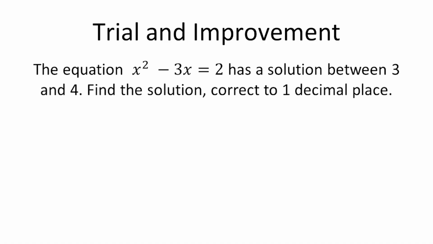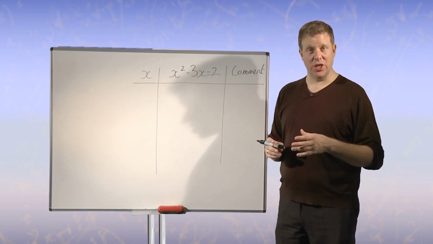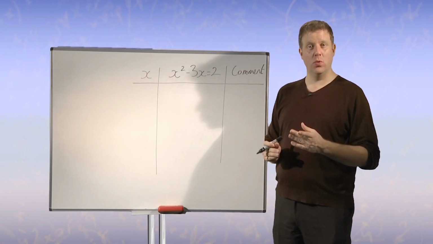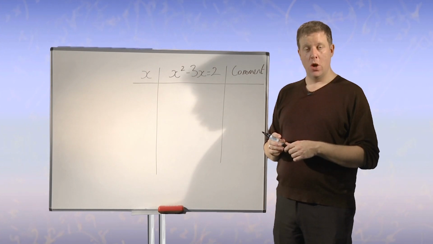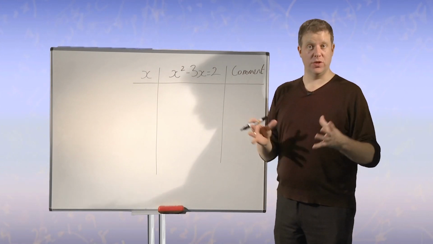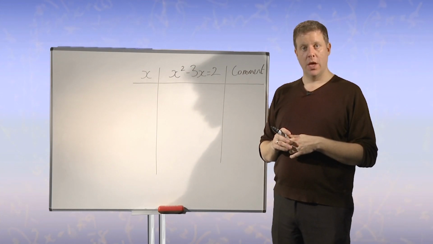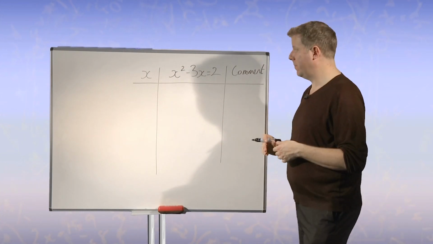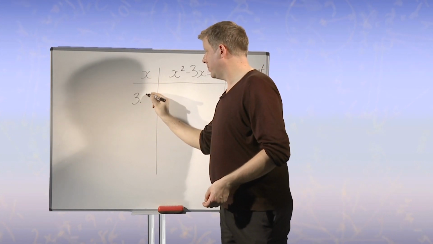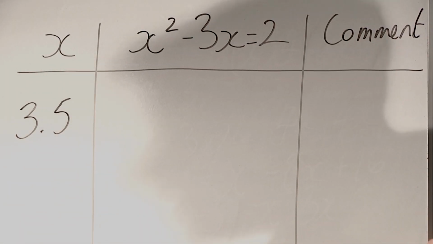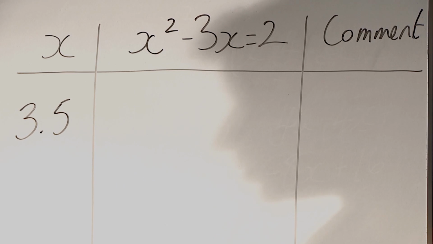Now in this question, it tells us that there is a solution to x squared minus 3x equals 2 between 3 and 4. And it wants us to find it to 1 decimal place. So in this question, it's slightly different because they've actually told us the 2 whole numbers it's between, which means we don't need to work out those 2 answers. We can go straight for a midpoint between the 2. So the first number we're going to put in this time is 3.5 because we know it's between 3 and 4. The question's told us that.